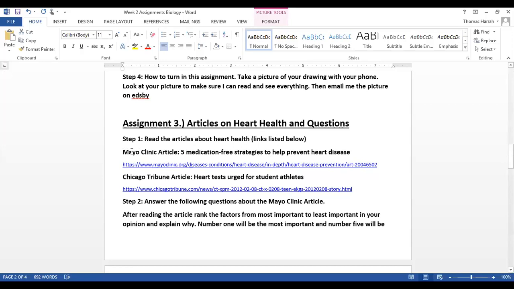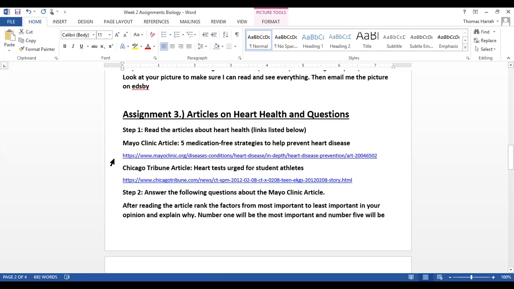The first article is a Mayo Clinic article. The Mayo Clinic is a famous medical clinic, a famous hospital. Someone who works at the Mayo Clinic wrote an article called 5 Medication-Free Strategies to Help Prevent Heart Disease. So this would be 5 ways without taking medicine to keep a healthy heart, to keep from getting heart disease. You would follow the link to this article and read about those 5 things you can do to keep from getting heart disease without taking medication.